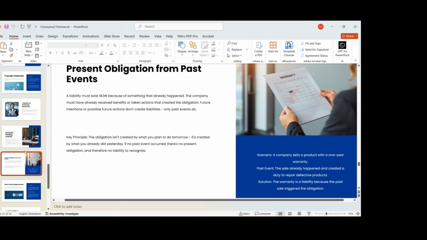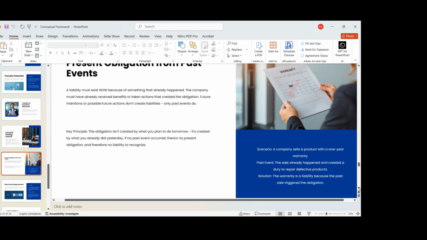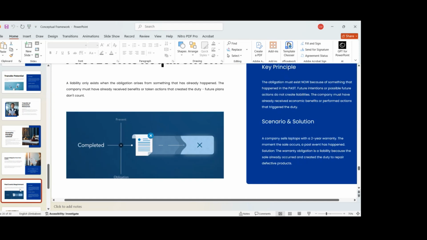Again, for example, a company sells a product with a 1-year warranty. Past event: the sale already happened, and it creates a duty to repair defective products. So the warranty is a liability because the past sale triggered the obligation to repair. Happy? All right. Then let's take it further.